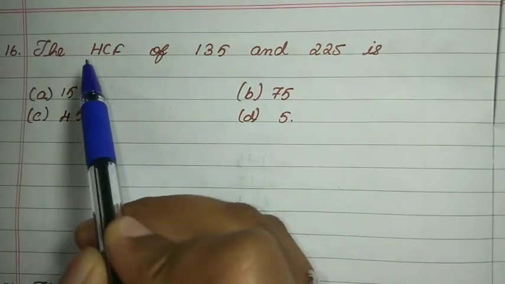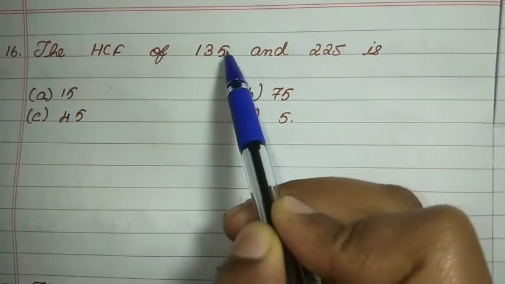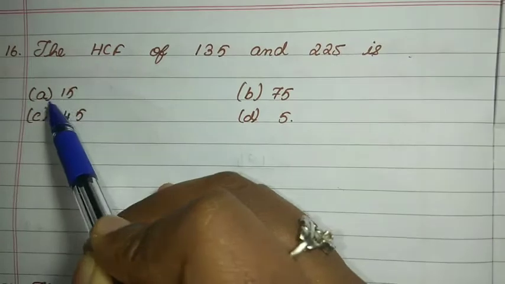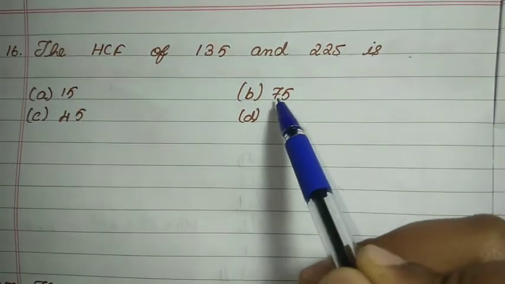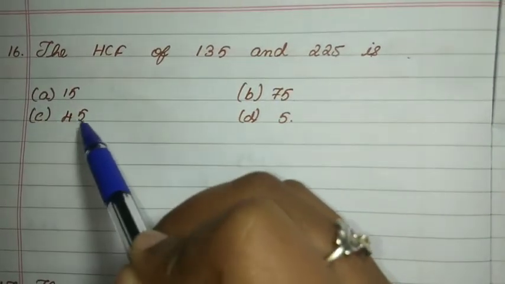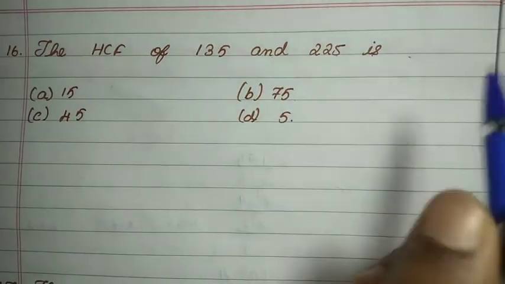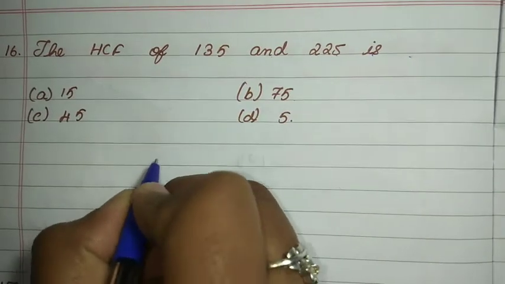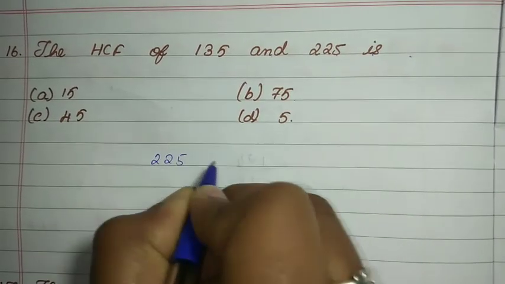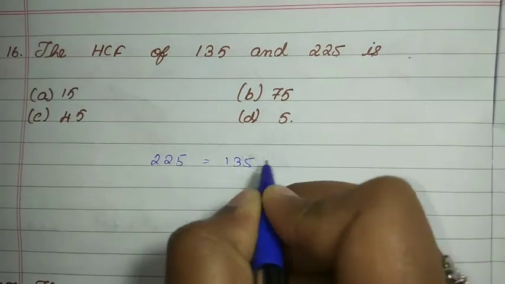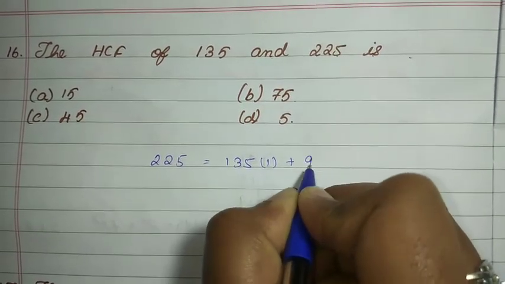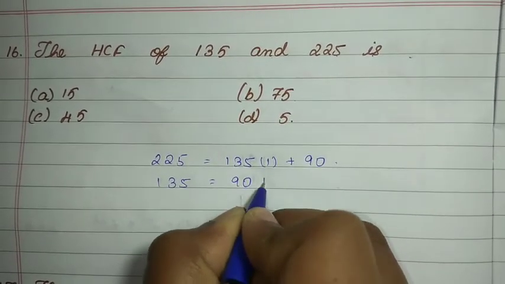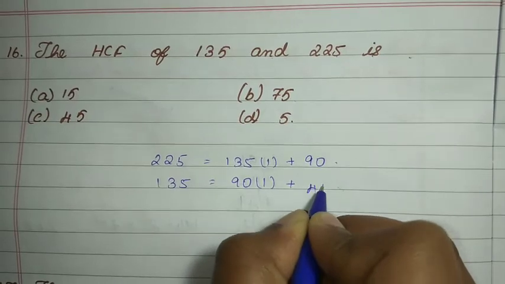Question 16. The HCF of 135 and 225 is dash. Option A 50, option B 75, option C 45, option D 5. So now we can use Euclid's division lemma. Let me take 225 is equal to 135 into 1 plus 90. So next, 135 is equal to 90 into 1 plus 45.